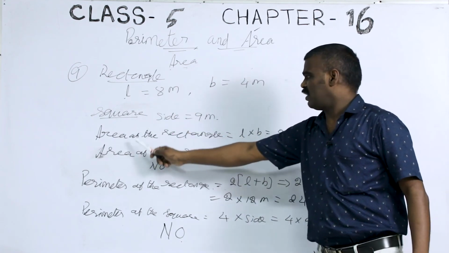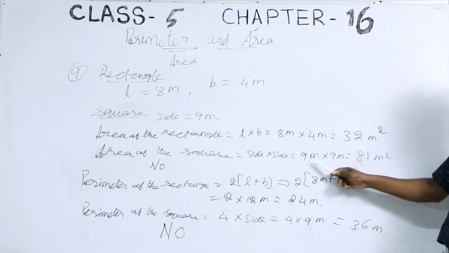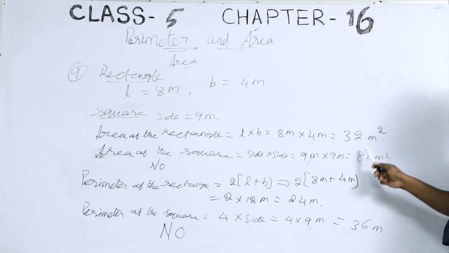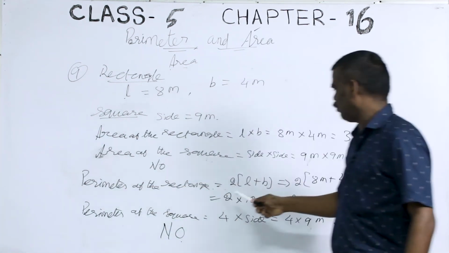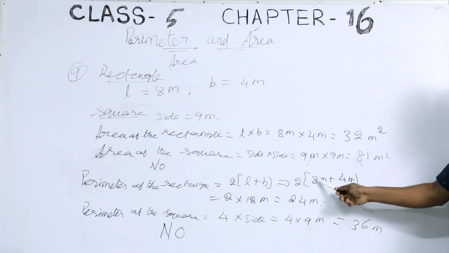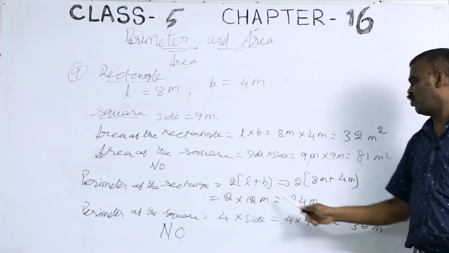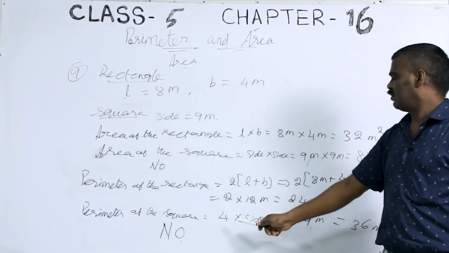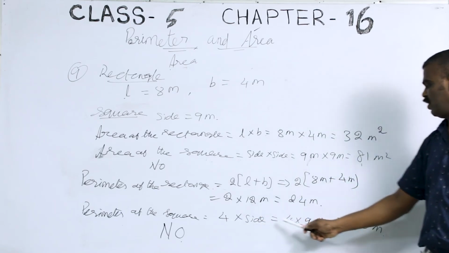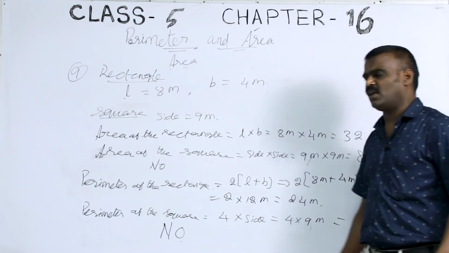Suppose if you go for the square, then area of the square is how much? Side into side. 9 meter into 9. 9 9s are 81 meter square. Both are not equal, right? Now let us go for perimeter of the rectangle. Perimeter of the rectangle how much? 2 into L plus B. 2, 8 plus 4. 12 meter. 2 into 12 how much? 24 meter. Now if you go for perimeter of the square, that is 4 into side. 4 into side, 9 meter. 4 9s are 36 meter. Again they are not matching, not equal.